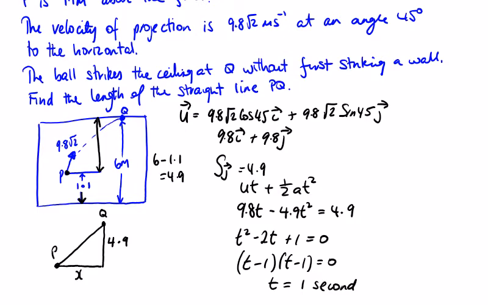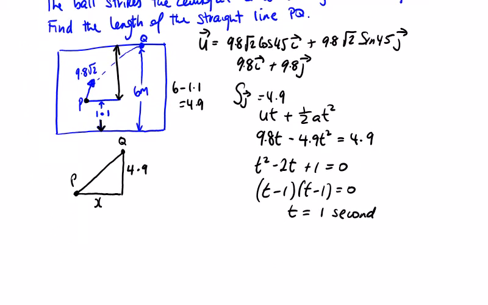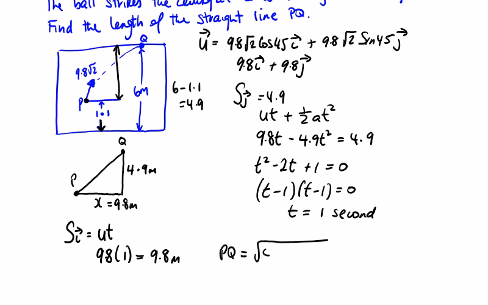So simply enough here, how far does it travel in the i direction? It's just going to be ut. The u is 9.8, the t was 1, so that's just 9.8 meters. So PQ is equal to the square root of 4.9 squared plus 9.8 squared. So PQ is equal to, typing this into a calculator, 10.96 meters.